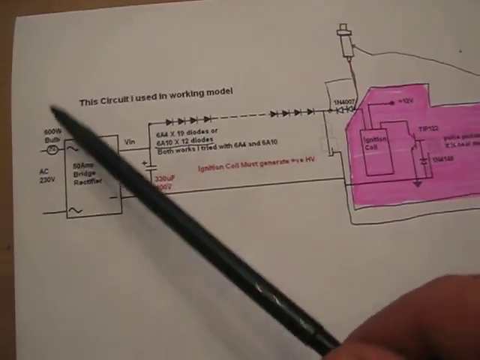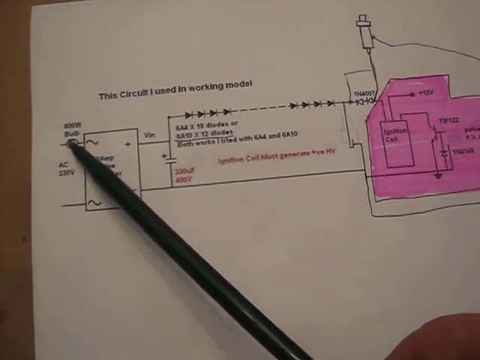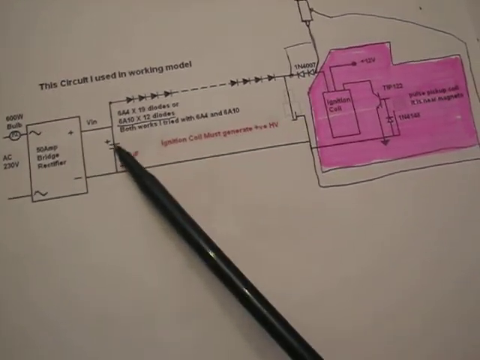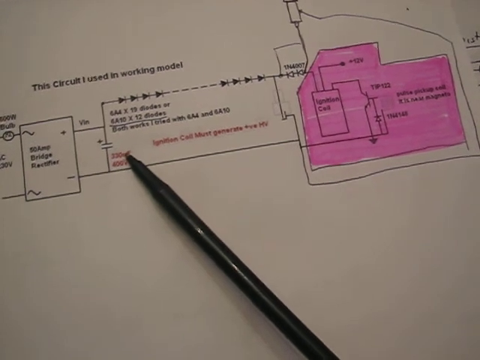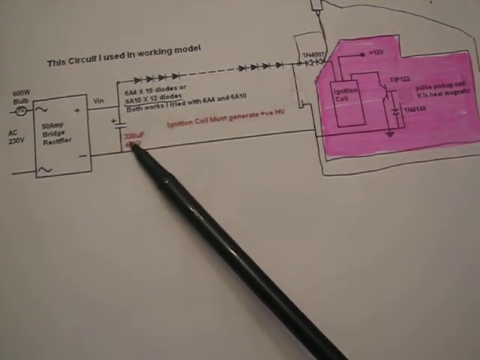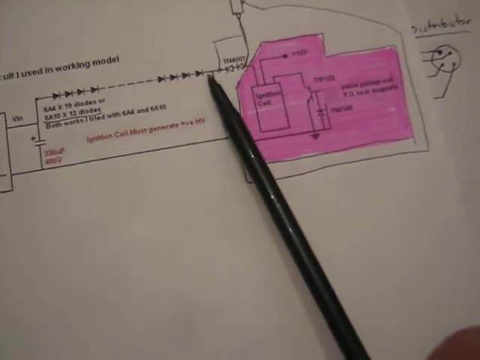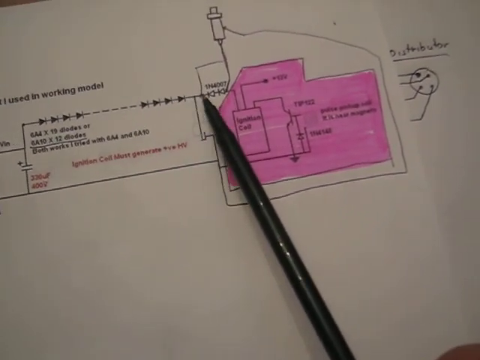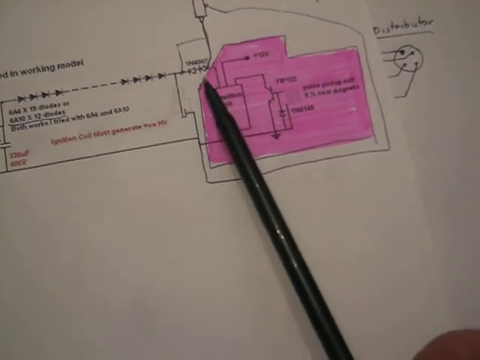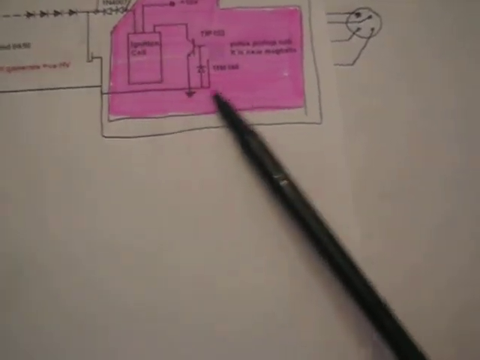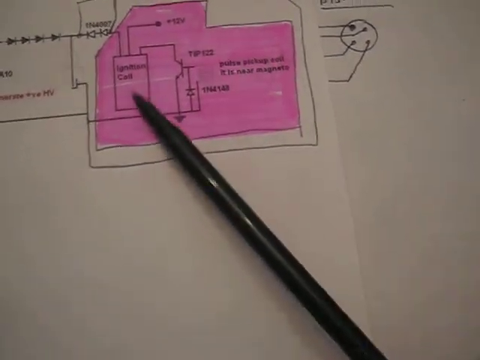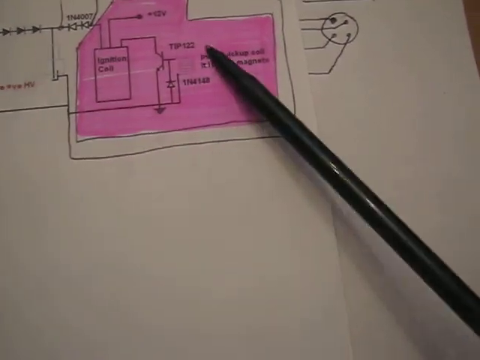then a 600 volt light bulb for current limiting, 50 amp bridge rectifier, 330 microfarad capacitor, a set of diodes, spark plug, another set of diodes, and this highlighted area is basically a car ignition coil setup for one cylinder.